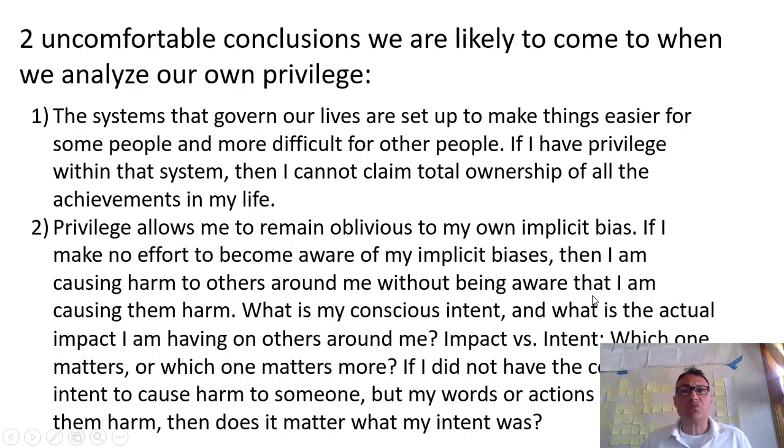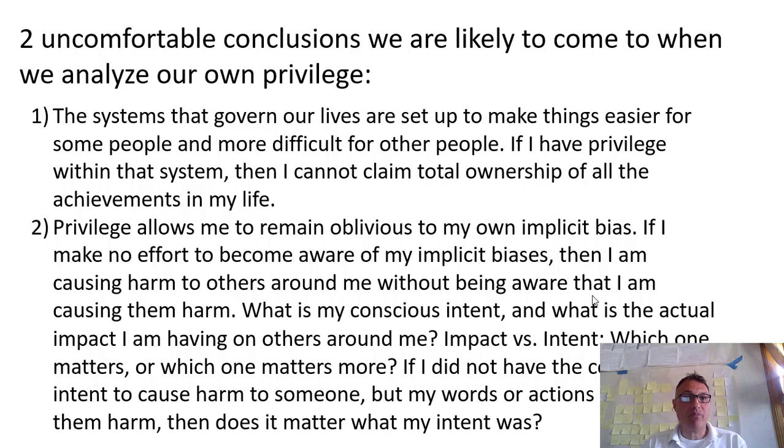So, two uncomfortable conclusions we're likely to feel when we analyze our privilege. Implicit bias and privilege are linked with each other. What is privilege? The fact of the matter is, the modern world we live in is governed by layers of systems. Our political system, our economic system, our cultural system, our criminal justice system, and all of these systems are set up to make things easier for some people and more difficult for other people. The reason for that is because people in the past made certain decisions when these systems were being built in our history, so that they were beneficial to some people and harmful to others.